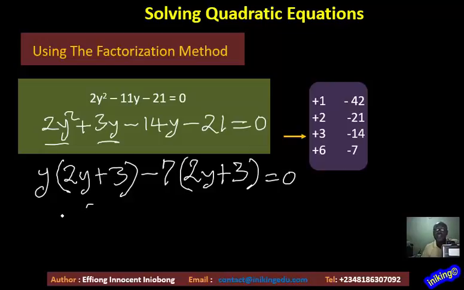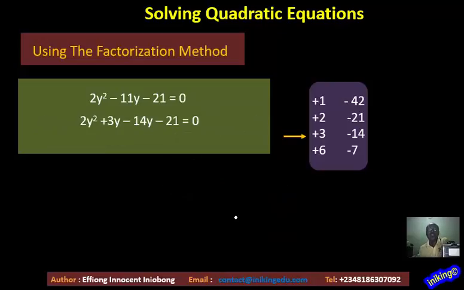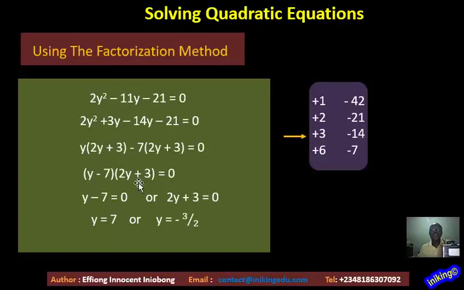So what next? I can factorize. We can factorize 2y plus 3 out. 2y plus 3. It's common. I will open the bracket, fly in my y, and then bring down 7. Let's clean up our board a bit. So that's it. Y minus 7 times what? 2y plus 3 equals 0.